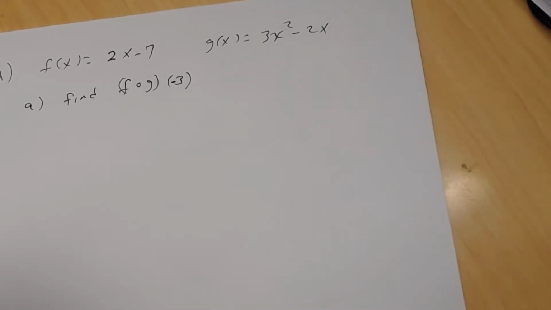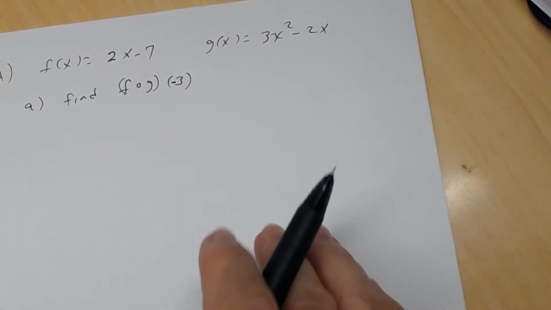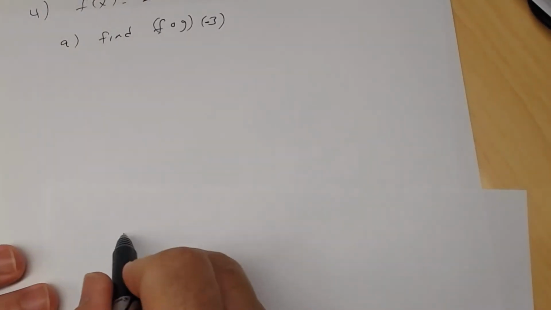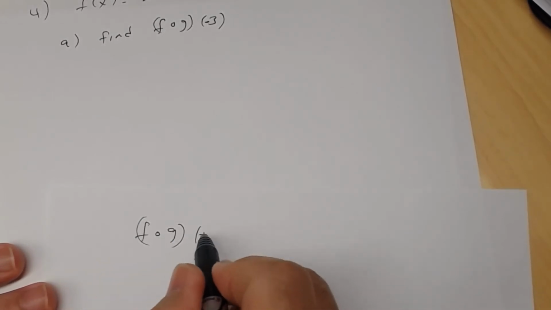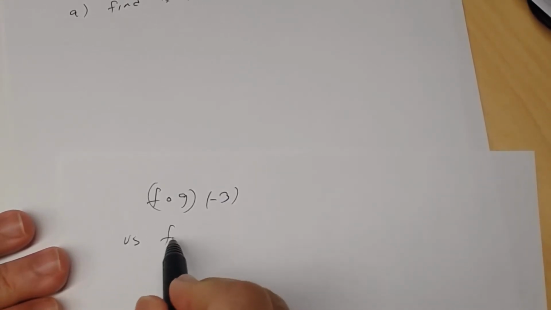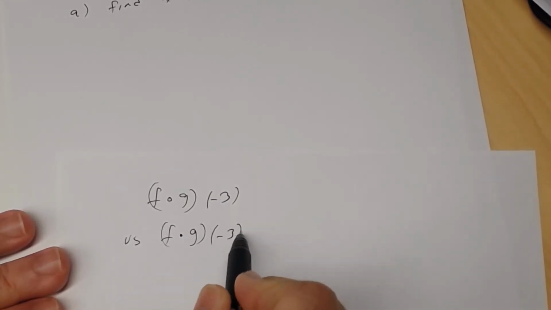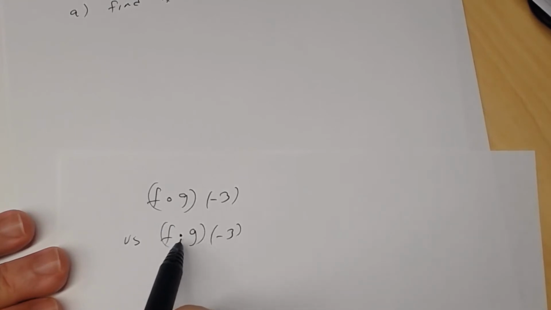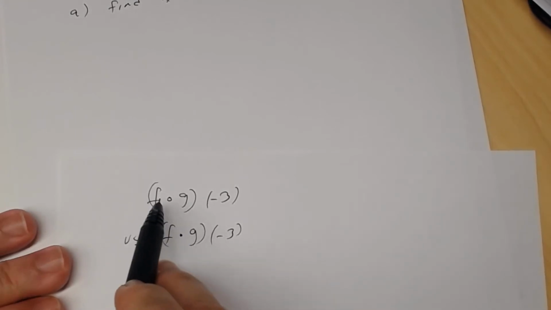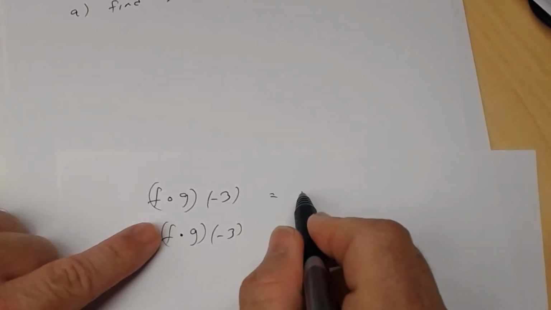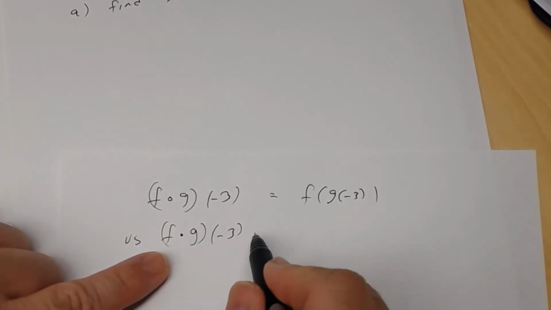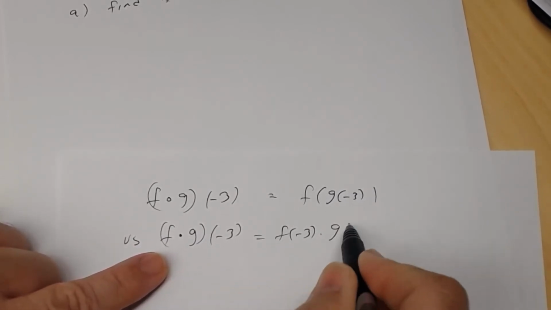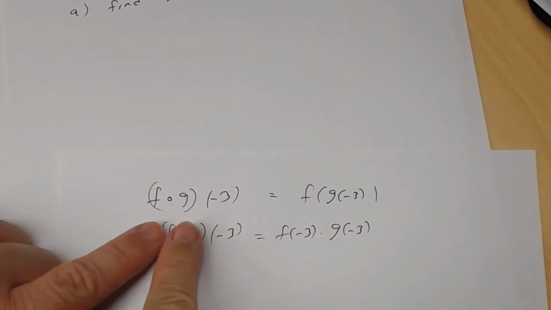Now, before we go on, make sure you understand that there is a difference between this and this. F composed with g at negative 3 versus f times g at negative 3. So this is composition, this is multiplication. Composition here means f of g of negative 3. Multiplication means f of negative 3 times g of negative 3. You see the difference? It's important you see the difference.